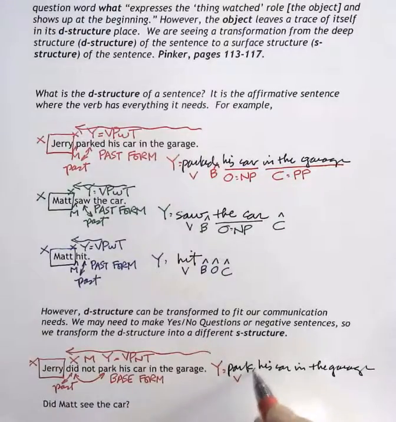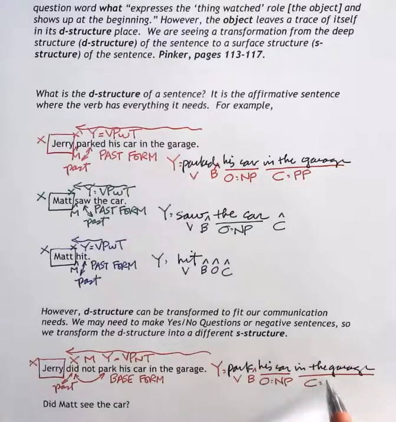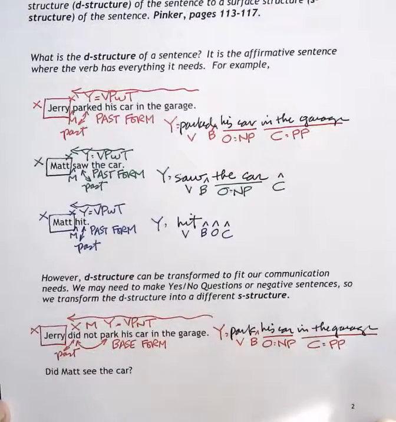Verb, particle, his car is the object, noun phrase. In the garage is the complement, prepositional phrase. The original affirmative sentence was changed, but still everything that we need is there. The object, the complement that park requires. Let's take a look at what happens. We ask the yes/no question.